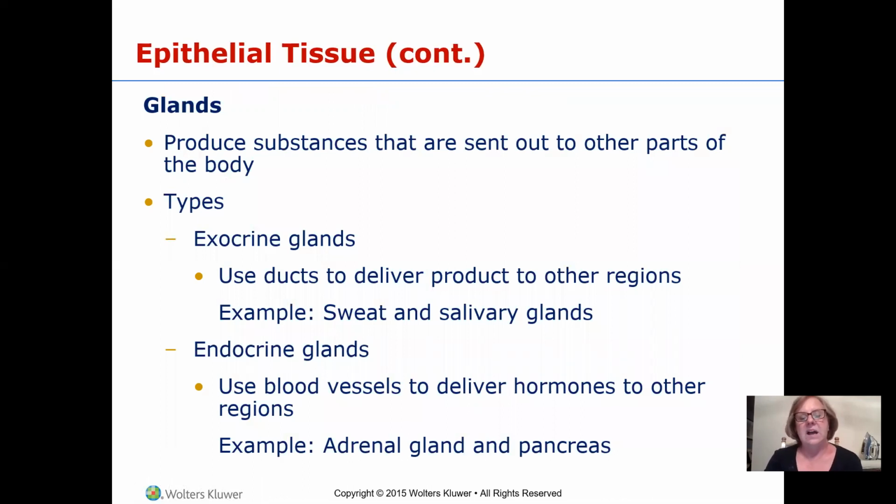So another type of epithelial cell are some glands, and those can either be classified as exocrine, which deliver their products to other regions and out of the body. Endocrine glands deliver hormones to other regions of the body. You can also have an exocrine gland that delivers its product to a hollow organ.